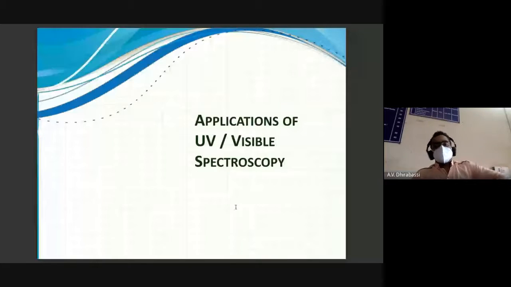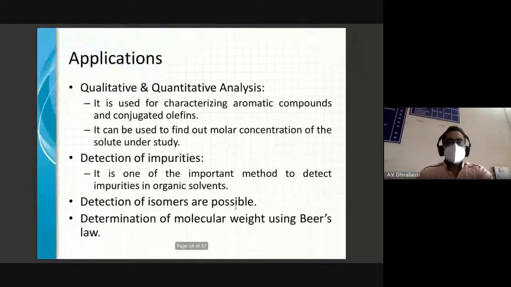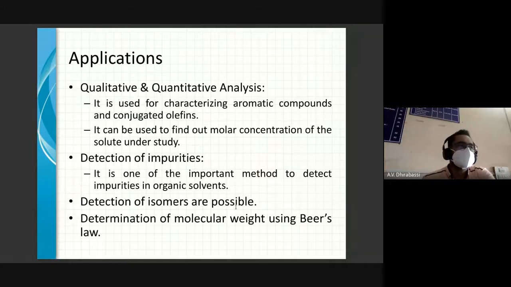So what are the applications of UV-visible spectroscopy? The applications are qualitative and quantitative analysis. It is used for characterization of aromatic compounds and conjugated olefins. To characterize them, to identify whether the functionality or the conjugation is present, it can be identified by this type of spectroscopy. It can be used to find out the molar concentration of the solute under study.